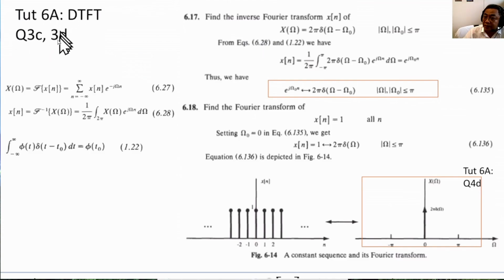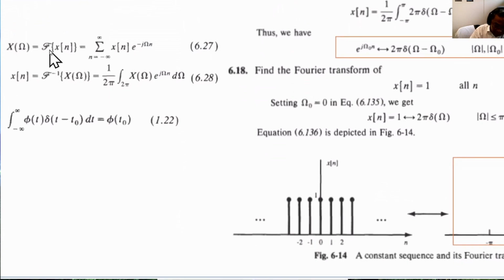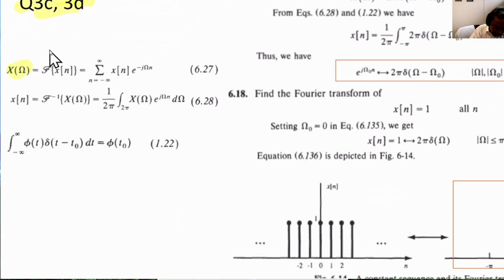This is tutorial 6A question 3C and 3D. They are related. In this question, we are interested in, given X of omega, finding x of n. So let's recap. X of omega is the Fourier transform of small x of n, and it is given by this equation. And to get x of n back, we have to perform the inverse Fourier transform, and this is the equation that we are going to apply.